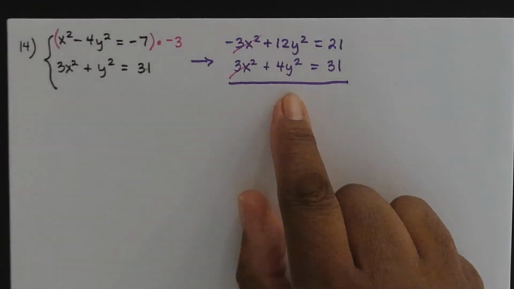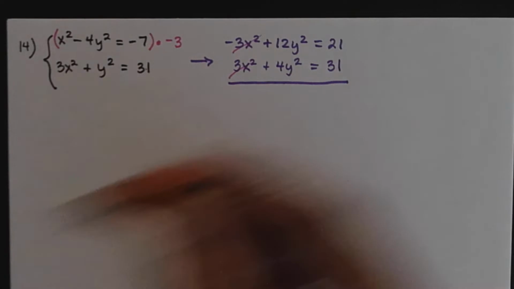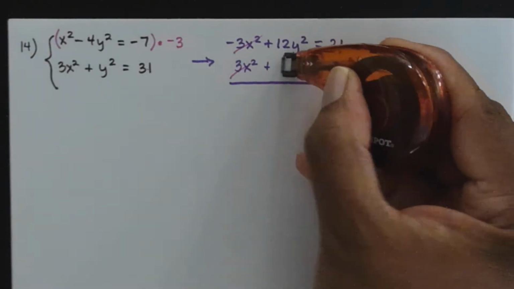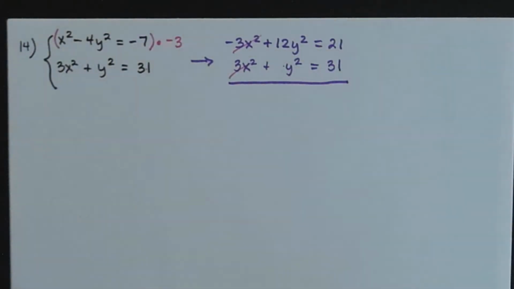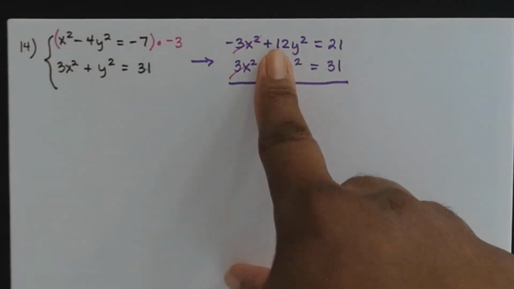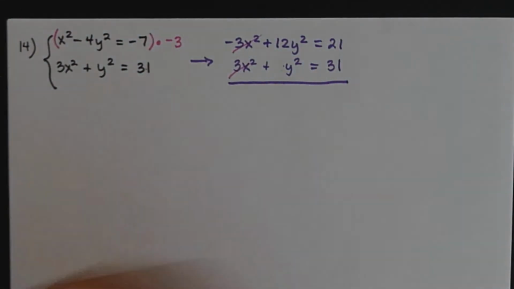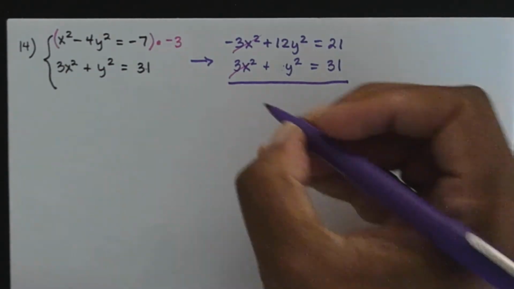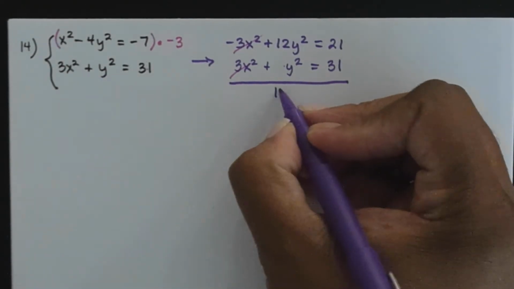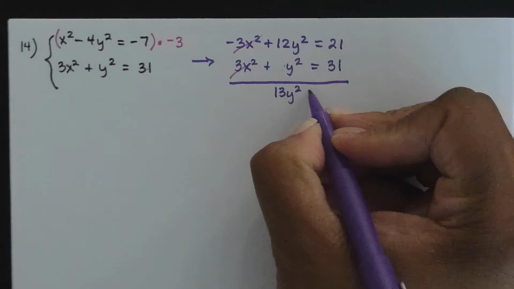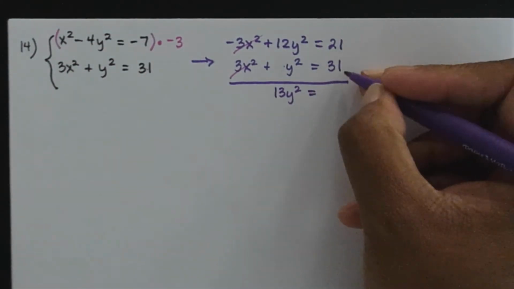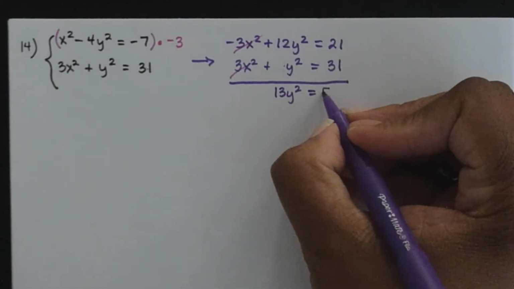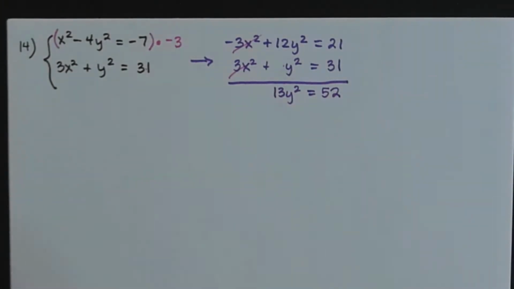I don't know where that 4y comes from. That should be just y squared. I apologize for that. 12y squared plus 1y squared would be 13y squared. And that's equal to 21 plus 31, which is 52. So we got 13y squared is equal to 52.